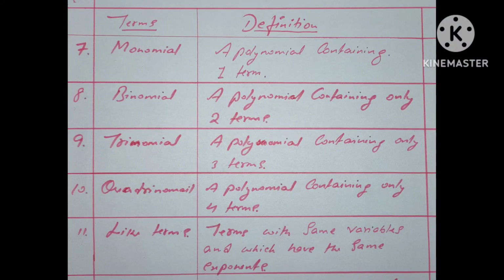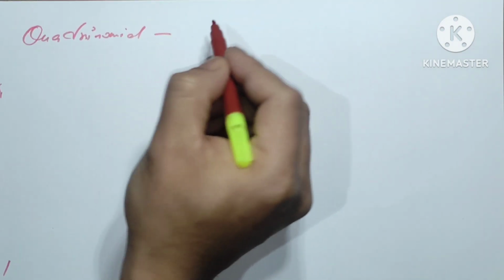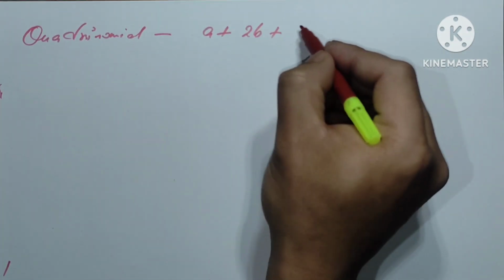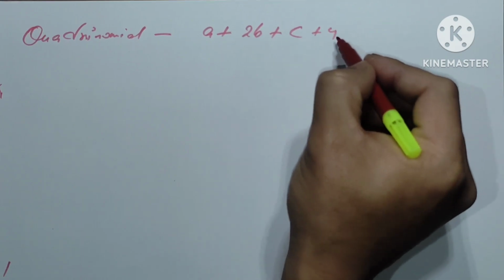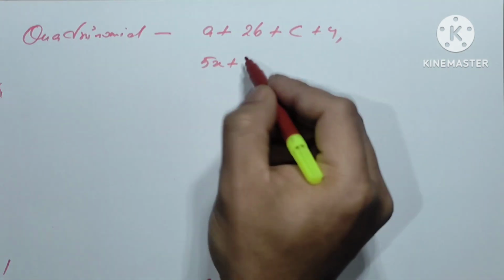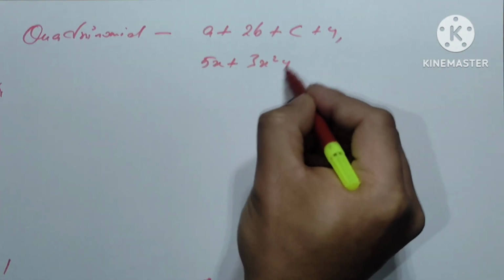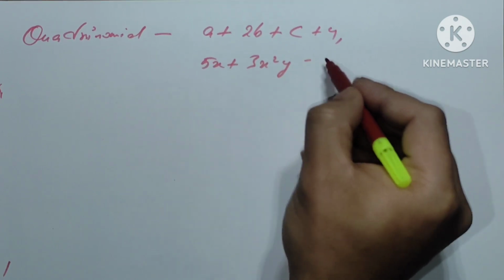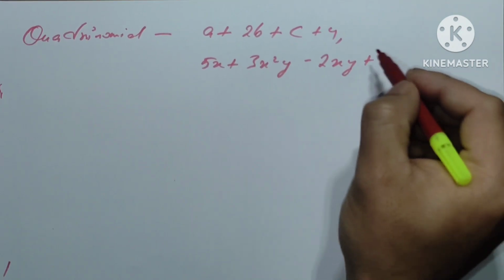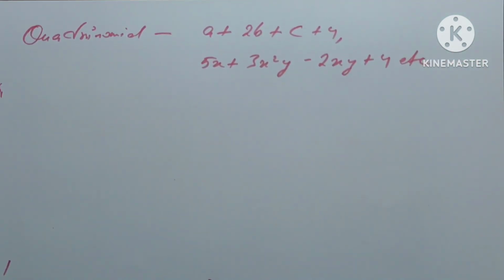Now let's move to our next term, that is quadrinomial. A polynomial containing only four terms is called quadrinomial. Examples like a plus 2b plus c plus 4. a is our first term, 2b is our second term, c is our third term, and 4 is our fourth term. Total 4 terms. Next is 5x plus 3x square y minus 2xy plus 4. Here also we have four terms.